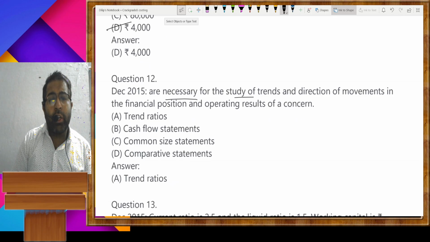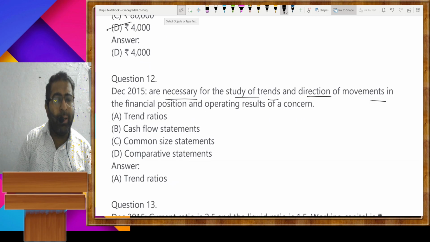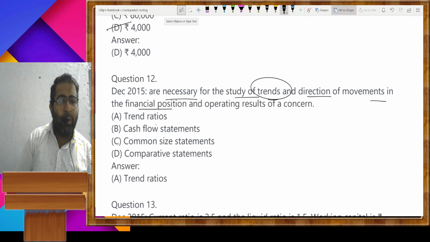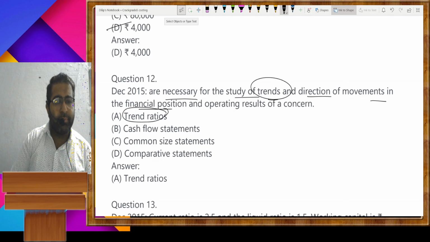Necessary to study trends and direction of movement in the financial position. If we talk about trend, we have to study the trend ratios. Direct answer.